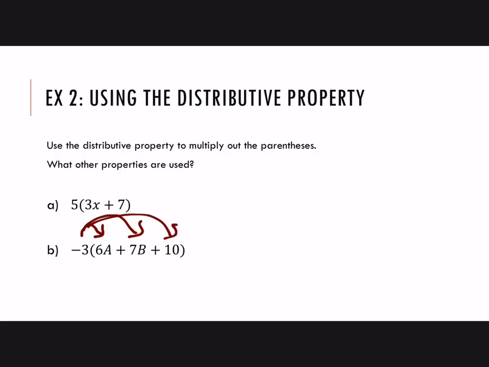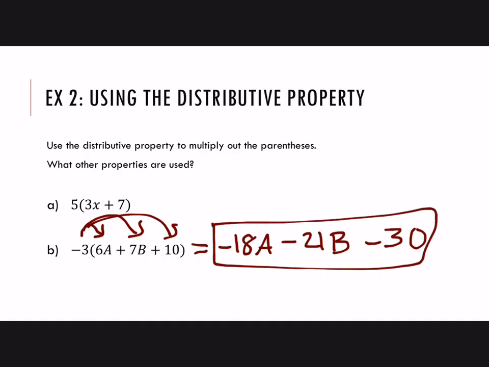Okay, so we have negative 3 times 6a is negative 18a. All right, and I've skipped over and haven't written it out, but we did use the associative property again to group the negative 3 and the 6 together before adding in that a. All right, negative 3 times 7b is negative 21b. Okay, and instead of plus a negative, we usually just write minus. And then negative 3 times 10 is negative 30. Okay, so there you go.